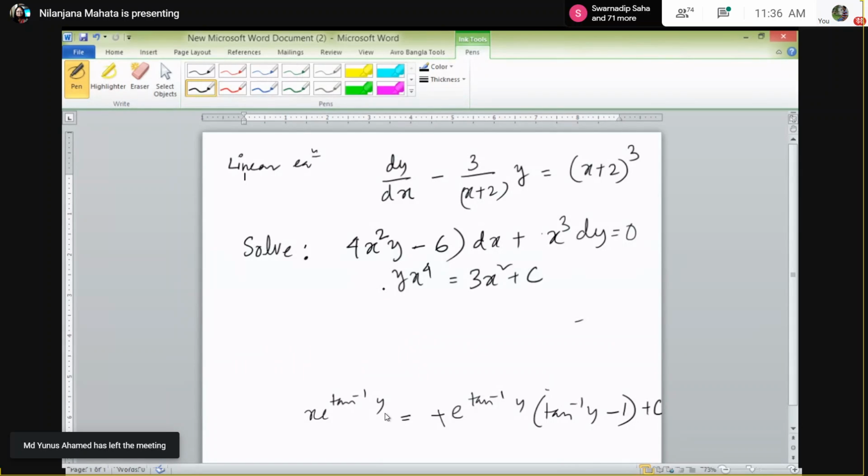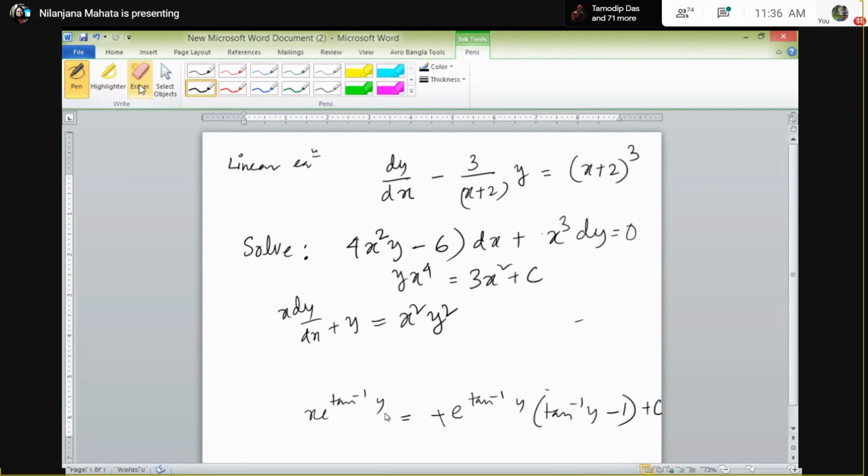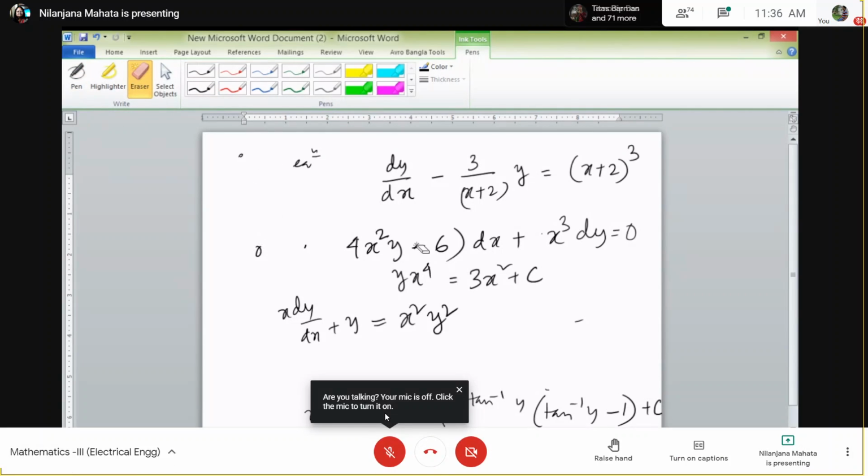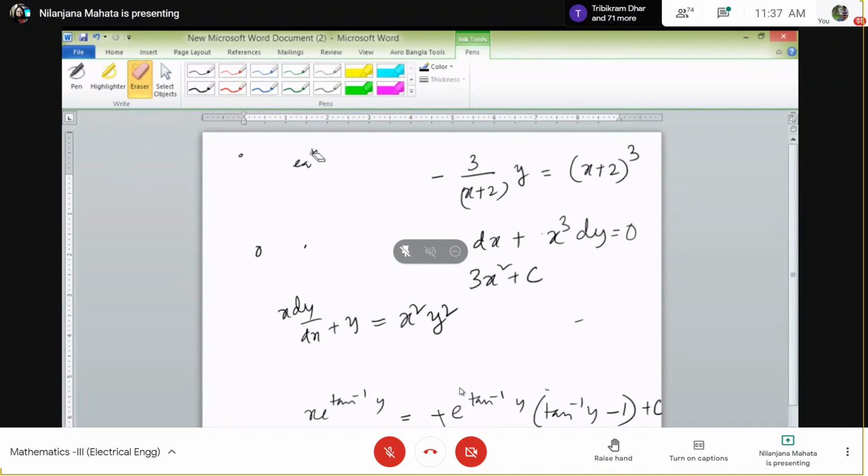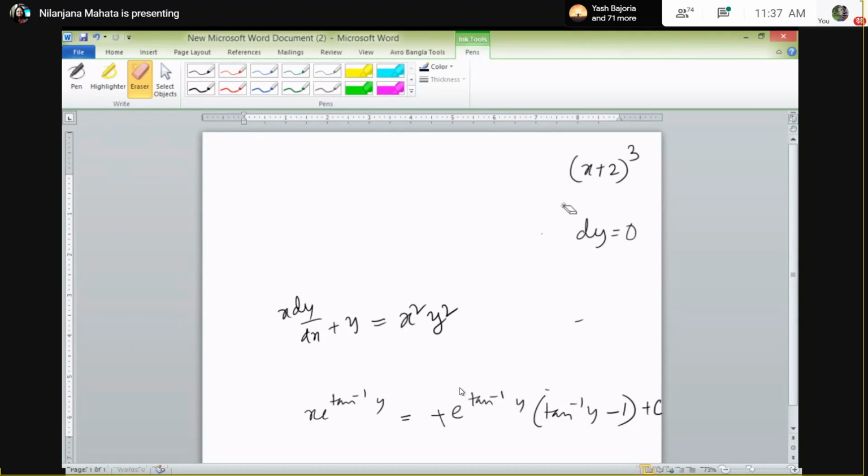This will be x dy dx plus y is equal to x square y square. Ma'am, this can be d of yx by x square y square, equal to 1, means d of theta by theta square equals 1.